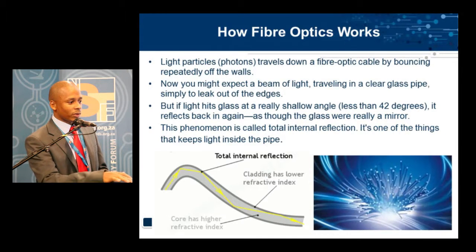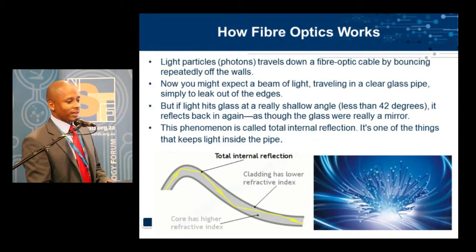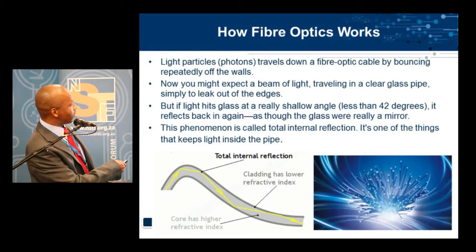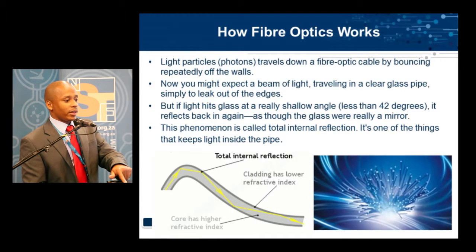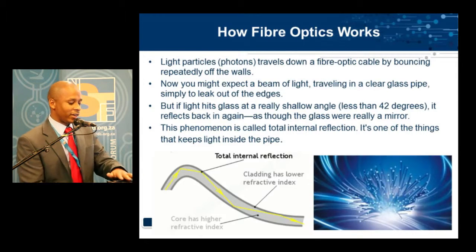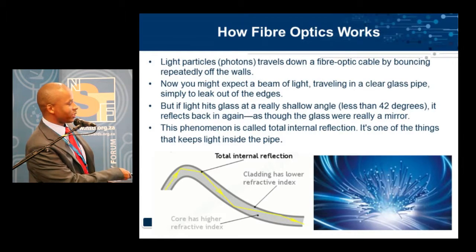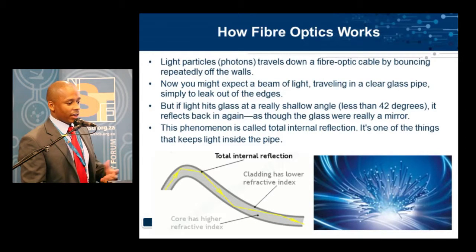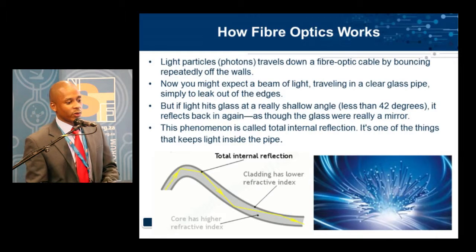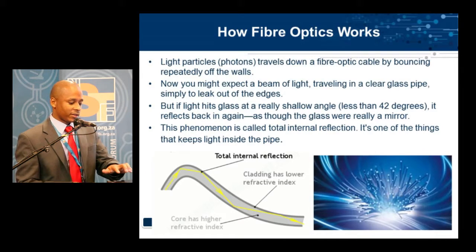Now, how do fiber optics work? Light particles, or photons as we call them, travel down the optical fiber cable by bouncing repeatedly off the walls, following that yellow line there. You might expect a beam of light traveling in a clear glass pipe to simply leak out, but what you find is that if the light bounces at shallow angles, it's able to stay inside the fiber. The light is trapped inside the pipe, in what we call total internal reflection. So that's how the fiber, you can see at the end, it's bright. That's where the light comes out.